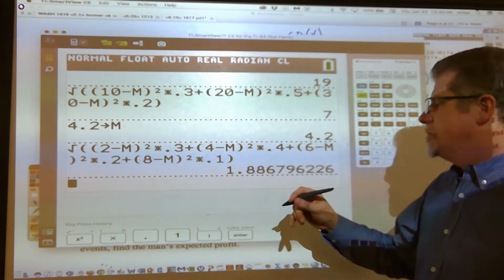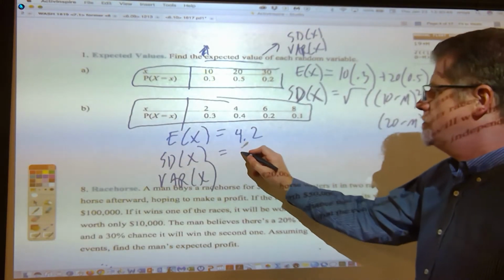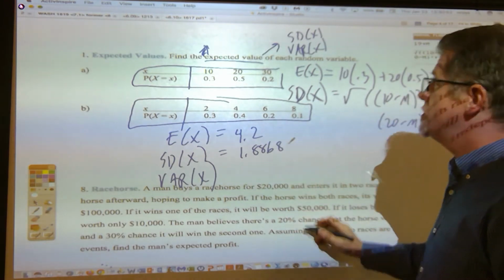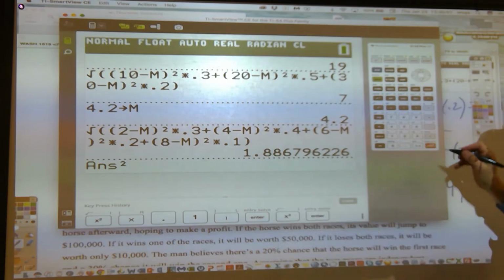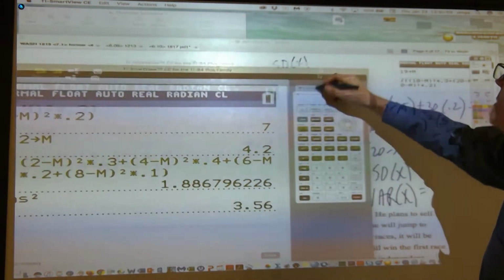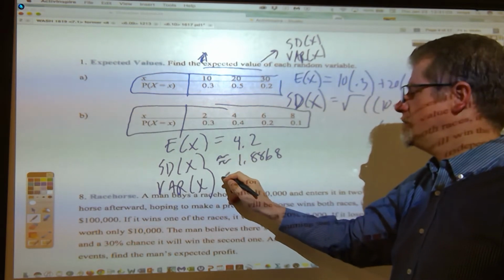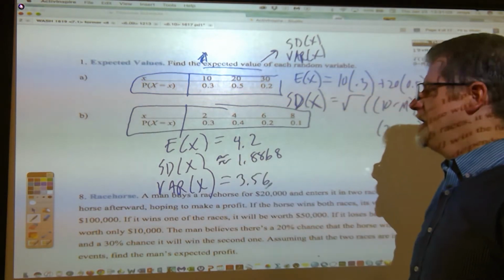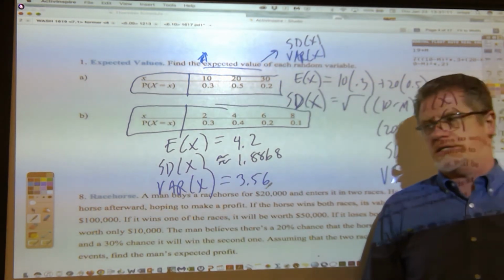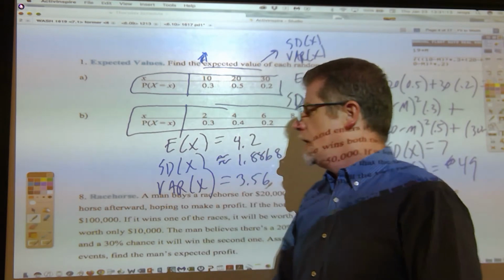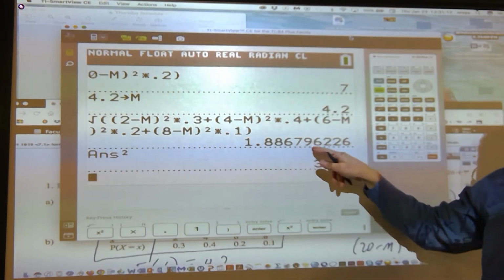Okay, so we'll just go to 4 decimals. 1.8868, 1.8868, and then just press the squared button, it'll square the answer, so the variance is 3.56. So this one's approximately equal, but this is exactly 3.56. Any questions on how to calculate either expected value, standard deviation, or variance? Why is it approximate? Because I rounded the answer right here to 4 decimals.